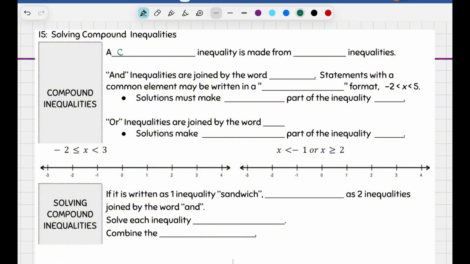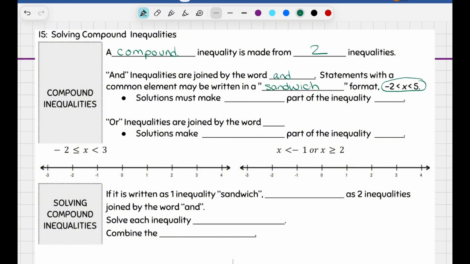First of all, a compound inequality is made from two inequalities. There are two types, and or. And inequalities are joined by the word and. Statements with a common element, such as this one over here. Don't let it freak you out. -2 is less than x is less than 5. This is called the sandwich format, and it's two written together kind of in a shorthand.